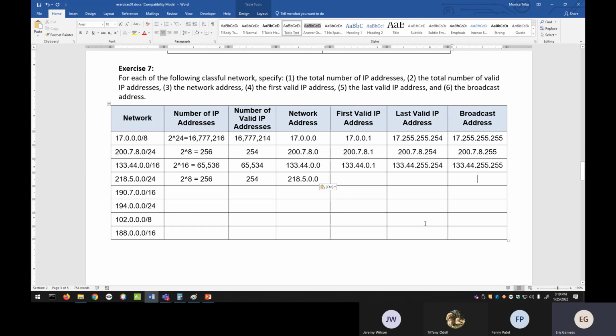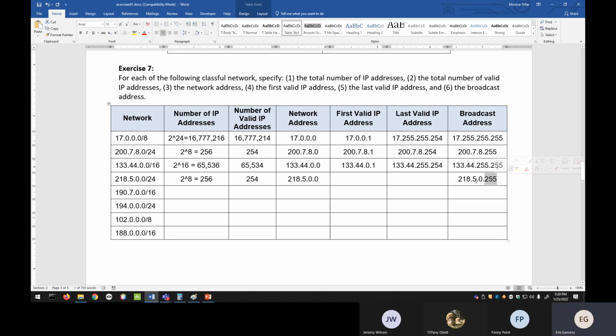Correct. It will be 218.5.0.255. Be careful here, don't put 255 here. You cannot put 255 here. Why? Because the first 24 bits, I cannot change them, which means the first 3 bytes will be equal in all the IP addresses of this network. So they will all start with 218.5.0, where I can change things in the last byte.